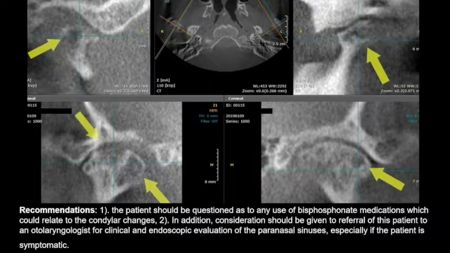What I did is I said patients should be questioned about the use of bisphosphonates, which could relate to condylar changes. In addition, consideration should be given to referral of the patient to an otolaryngologist for clinical and endoscopic evaluation of the paranasal sinuses, especially if the patient is symptomatic.